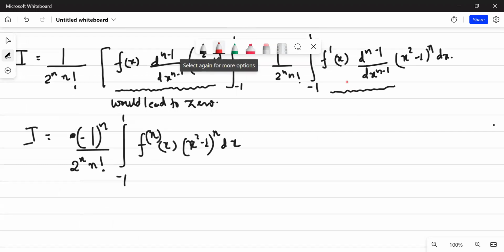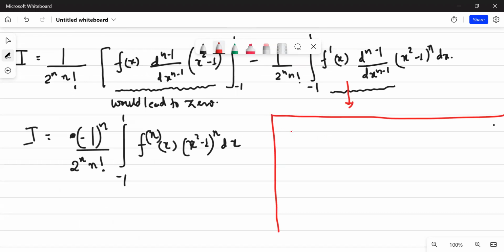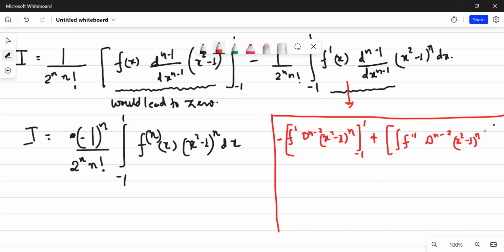देखो समझने की कोशिश करो, ये वाला जो ब्रैकेट है, अगर तुम इसके पास again integral by parts लगाओगे, this will be like f dash and this particular term will become d n minus 2. I'm not writing x square minus 1 की power n, okay, from minus 1 to plus 1 and again minus, this minus is already there, एक और minus आएगा तो plus, this will be integration f double dash and then this will be d n minus 2 x square minus 1 की power n. समझ पा रहे हो ये बात? Now this will again go to 0. Now come again to this.